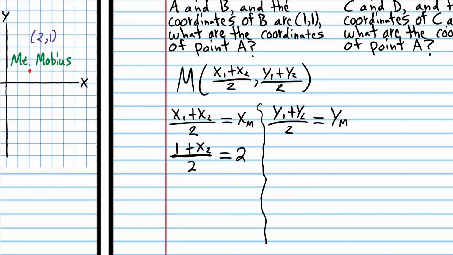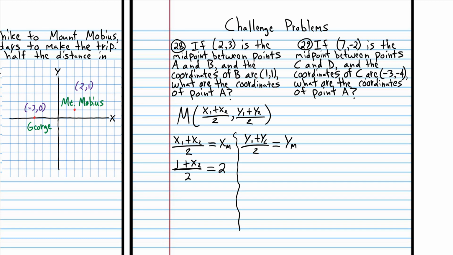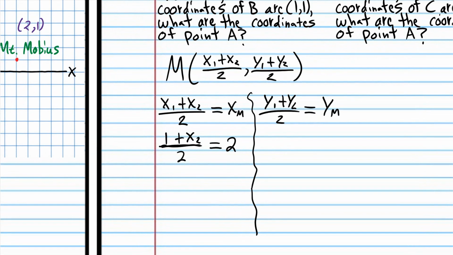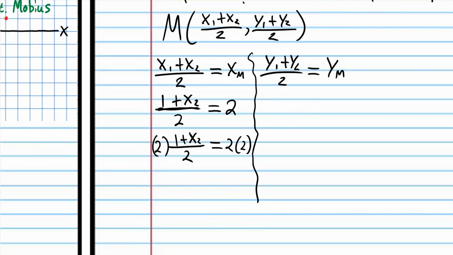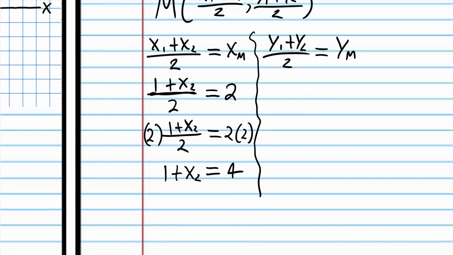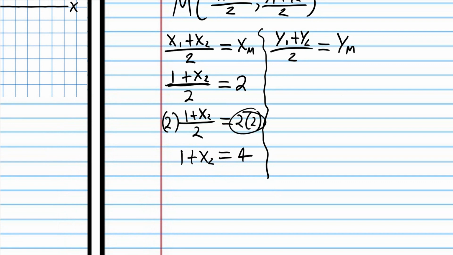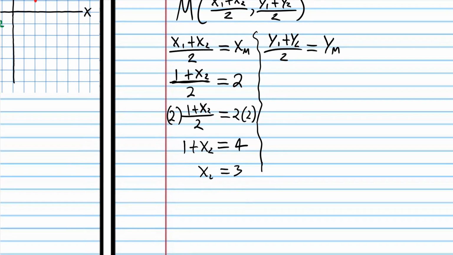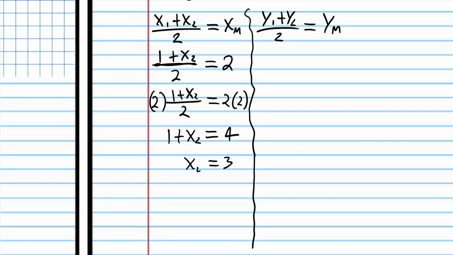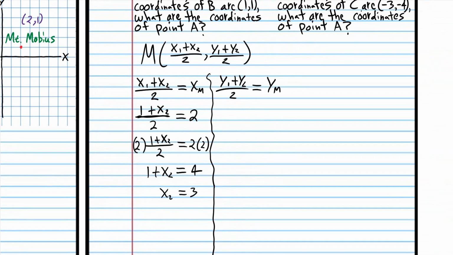And so now it's just an algebra problem. So what we're going to do is we want to get rid of the fractions, so we're going to multiply both sides by 2. So I'm multiplying both sides by 2, and that gets rid of the fraction. And we have 4, so these 2's just cancel out. And 2 times 2 is 4. So now I just subtract 1 from both sides, and I get the x value of one of the endpoints is 3. Now I do the same thing with this equation.